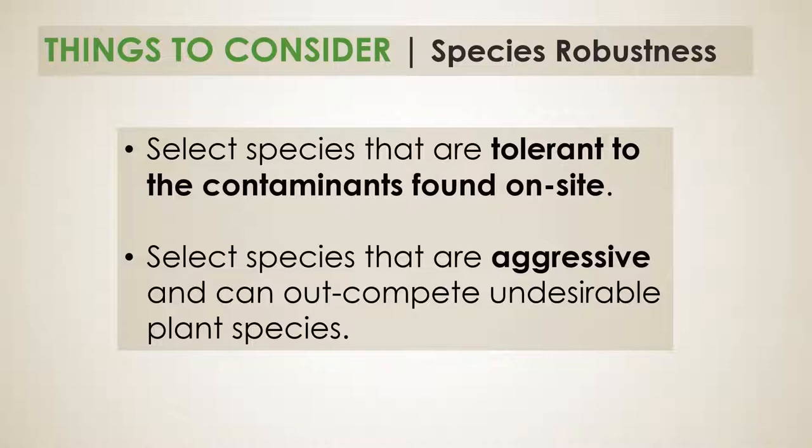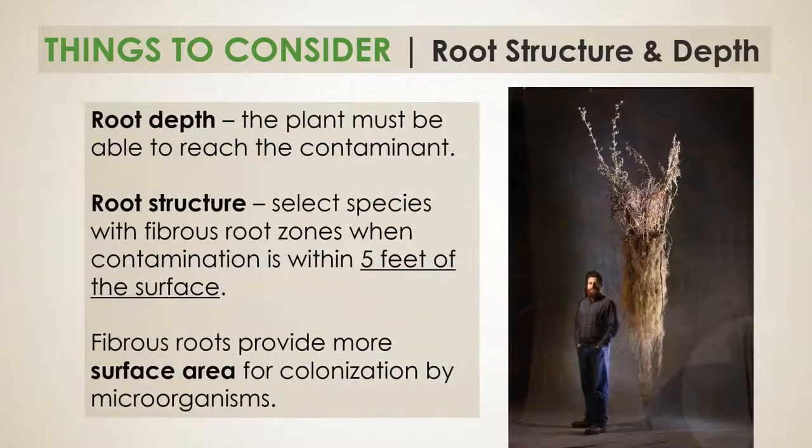But we do want to make sure that the species we use are able to handle low to moderate levels of contamination, which is what you would typically find in stormwater runoff. We also want to consider the root structure and depth of the species we're selecting. The plant has to be able to reach the contaminant. And as far as root structure goes, we need to select species with fibrous root zones when that contamination is within 5 feet of the surface.